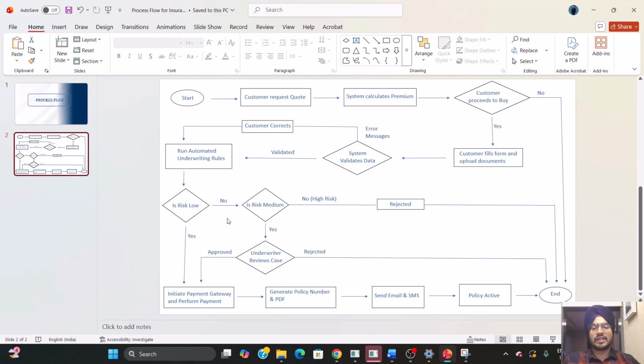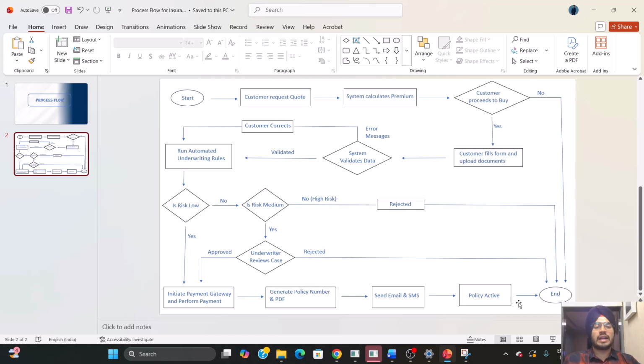So in case if the risk is low or medium and it is approved by the underwriter manually, then customer can initiate the payment gateway and perform payment using different channels such as cards, net banking or any other channel, right? Further, policy number and the PDF would be generated. Then SMS and email would be sent to the customer and the policy would be active, and then the workflow ends.